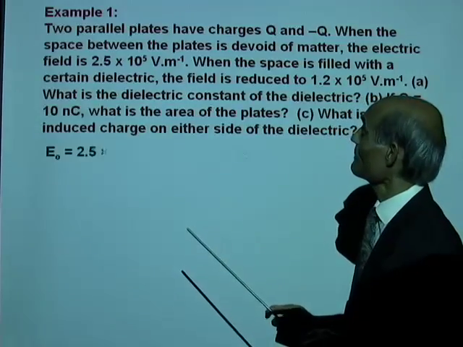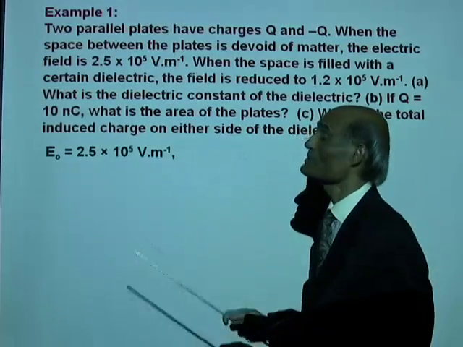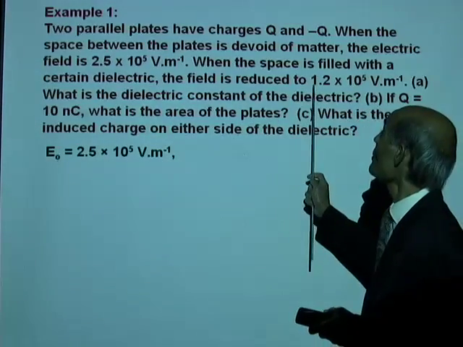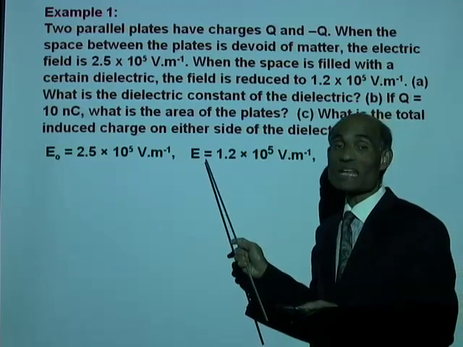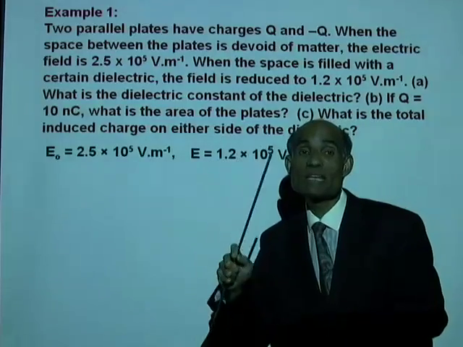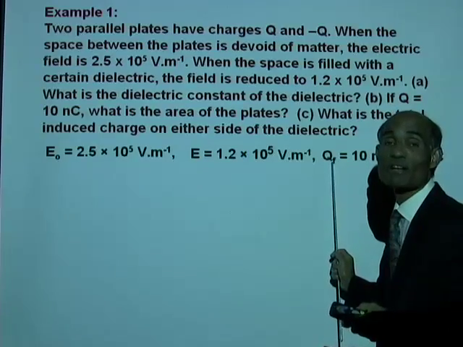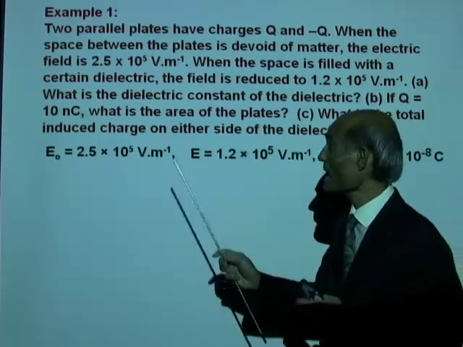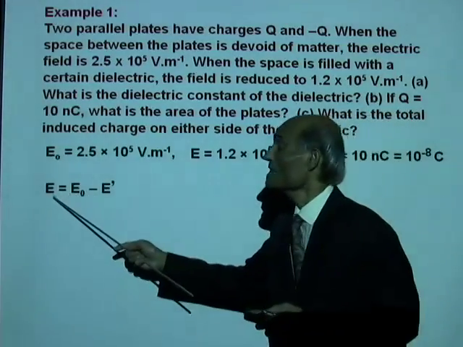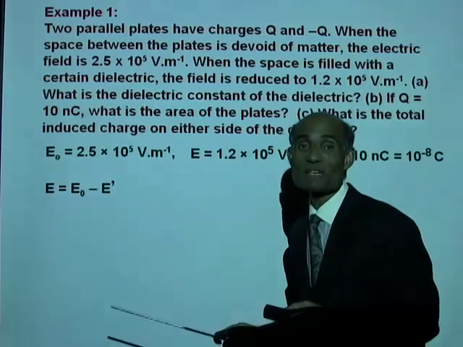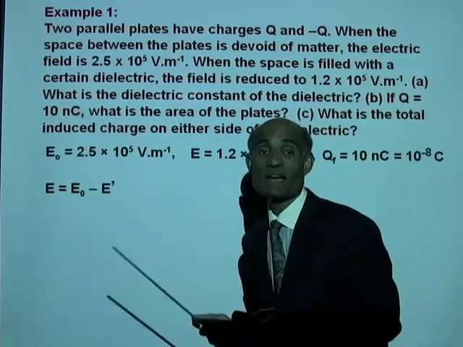Okay, let's see what is given. You are given E0. E0 is 2.5 times 10 to the 5 volt per meter. You are given E. E equal to 1.2 times 10 to the 5. What does E represent? The net field, E0 minus E prime. QF, the free charges on the capacitor plates, is 10 nanocoulomb. And E equal to E0 minus E prime. You know E, we know E0, therefore we can find E prime.